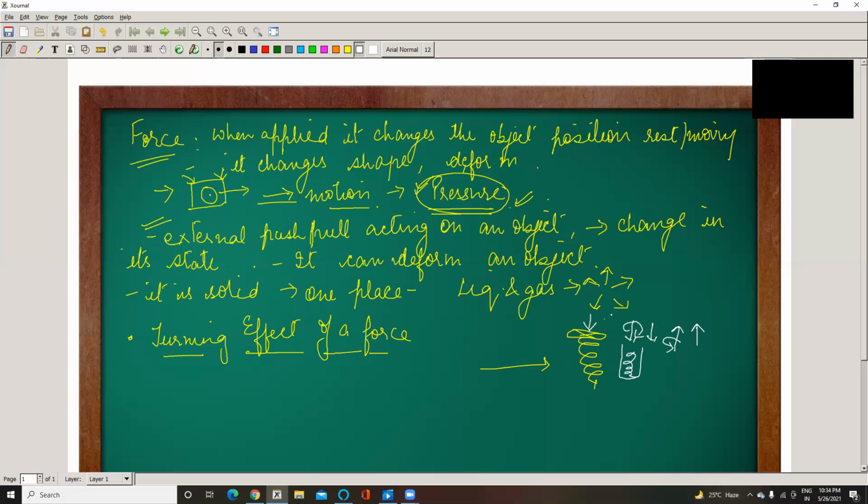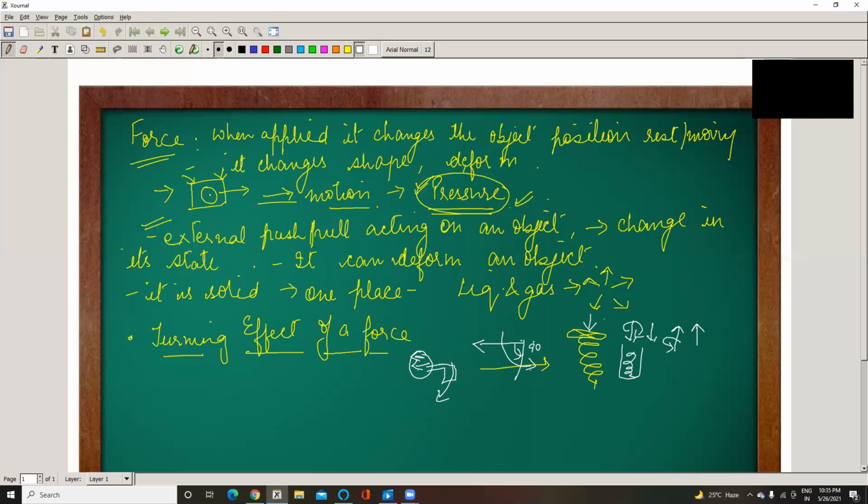When you apply a force on the handle of a door, for example, say you have a lock. When you apply a force, you put this particular handle down. So what happens now? If you are putting it down, a particular force is applied inside also, due to which the lock opens. The force is applied over here, this way, at 90 degrees, turning it down. That is the turning effect of a force.